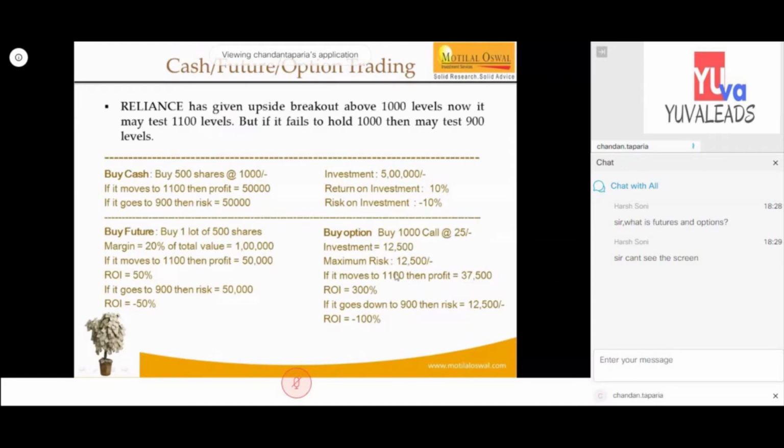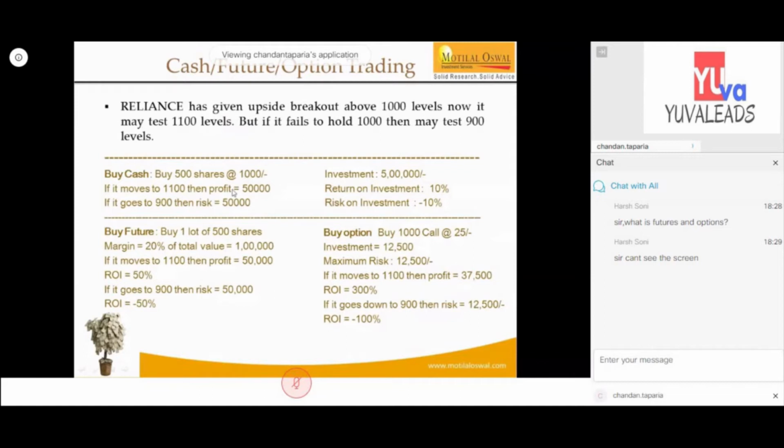Now Reliance is up by 75, so I'm in profit of 75 multiplied by 500, which goes to 37,500. If Reliance goes lower, my maximum risk is only 25 into 500, which goes to 12,500. Now let me compare the examples. If you buy in the cash market, your investment is 5 lakh. If you buy in the futures market, your investment is 1 lakh. If you buy in options, your investment is 12,500.